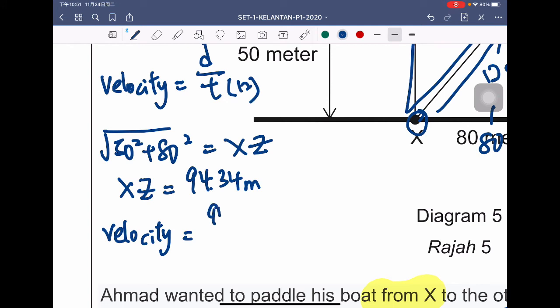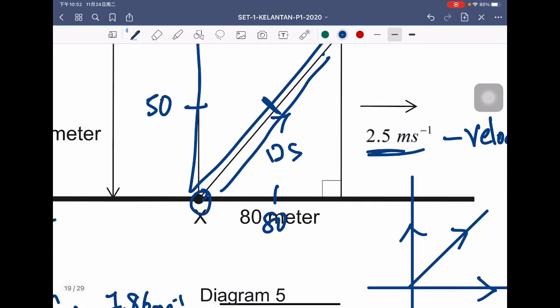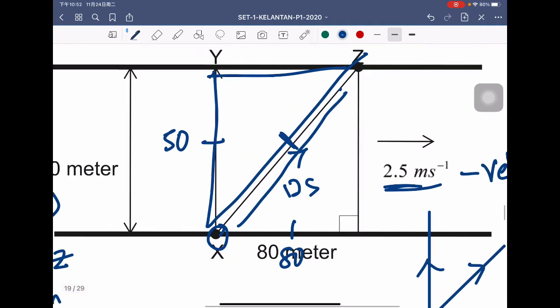So 94.34 meters divided by 12 seconds. You will get the answer 7.86 meters per second. So the 7.86 meters per second is the velocity for him to paddle his boat from x to z direction.